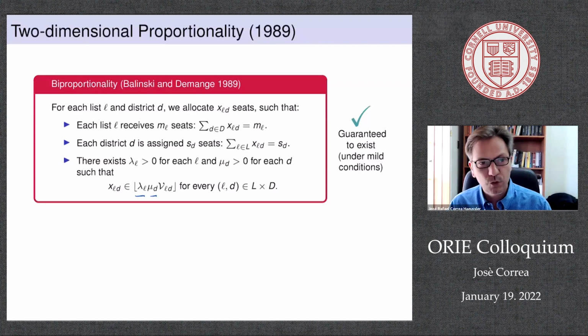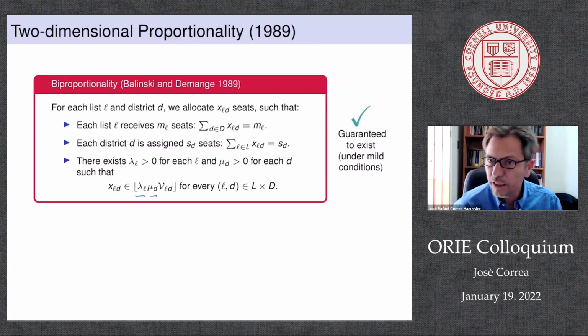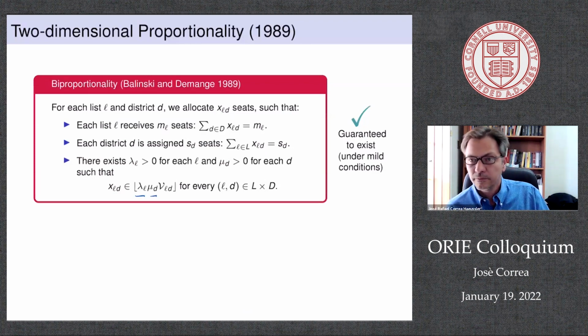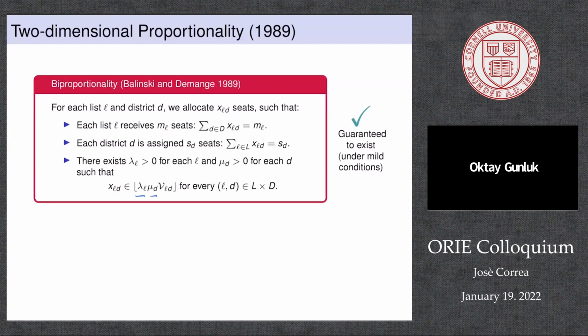Cool. So in 2 dimensions, we have this notion of biproportionality. So we find these multipliers, row and column multipliers, we round down, and we make sure that the marginals are satisfied. And this can be done. Okay, Oktay, I'm not sure I'm answering your question now. Oh, yes, definitely. Thank you.